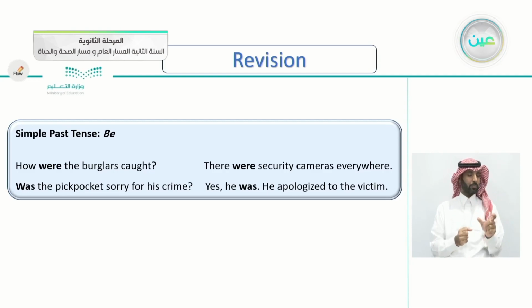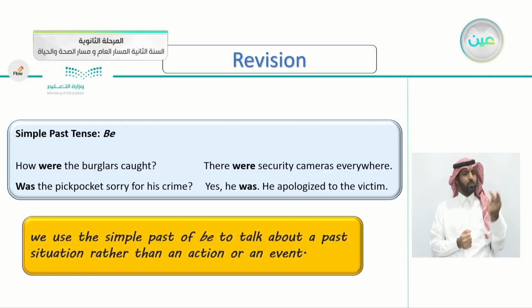If you remember, we took the simple past tense for the verb to be. How were the burglars caught? There were security cameras everywhere. Was the pickpocket sorry for his crime? Yes, he was. So now we know that were is with the plural, was is with the singular. And we use the simple past of the verb to be to talk about a past situation rather than an action or an event. So we use was or were, the past of the verb to be, to talk about a past situation, not an action.